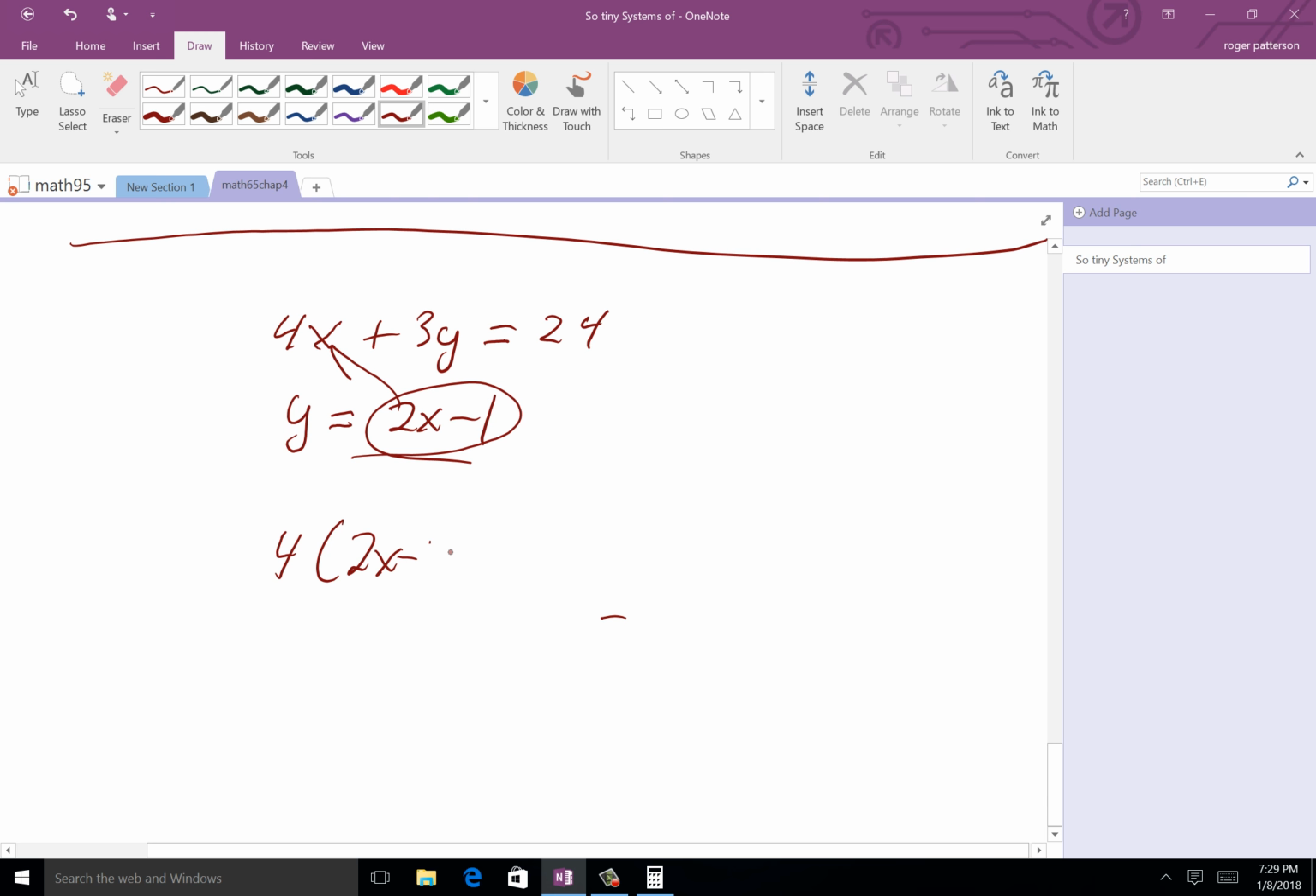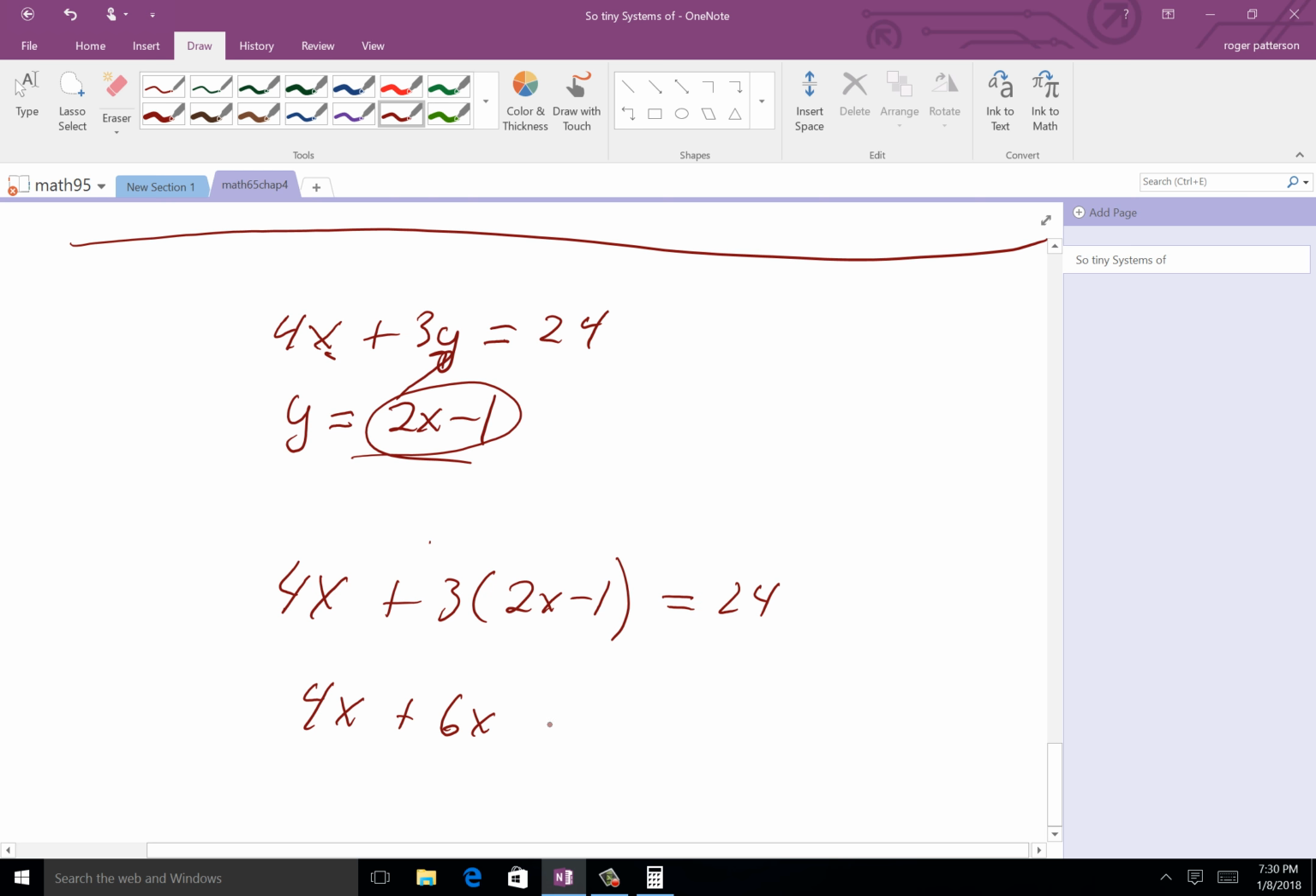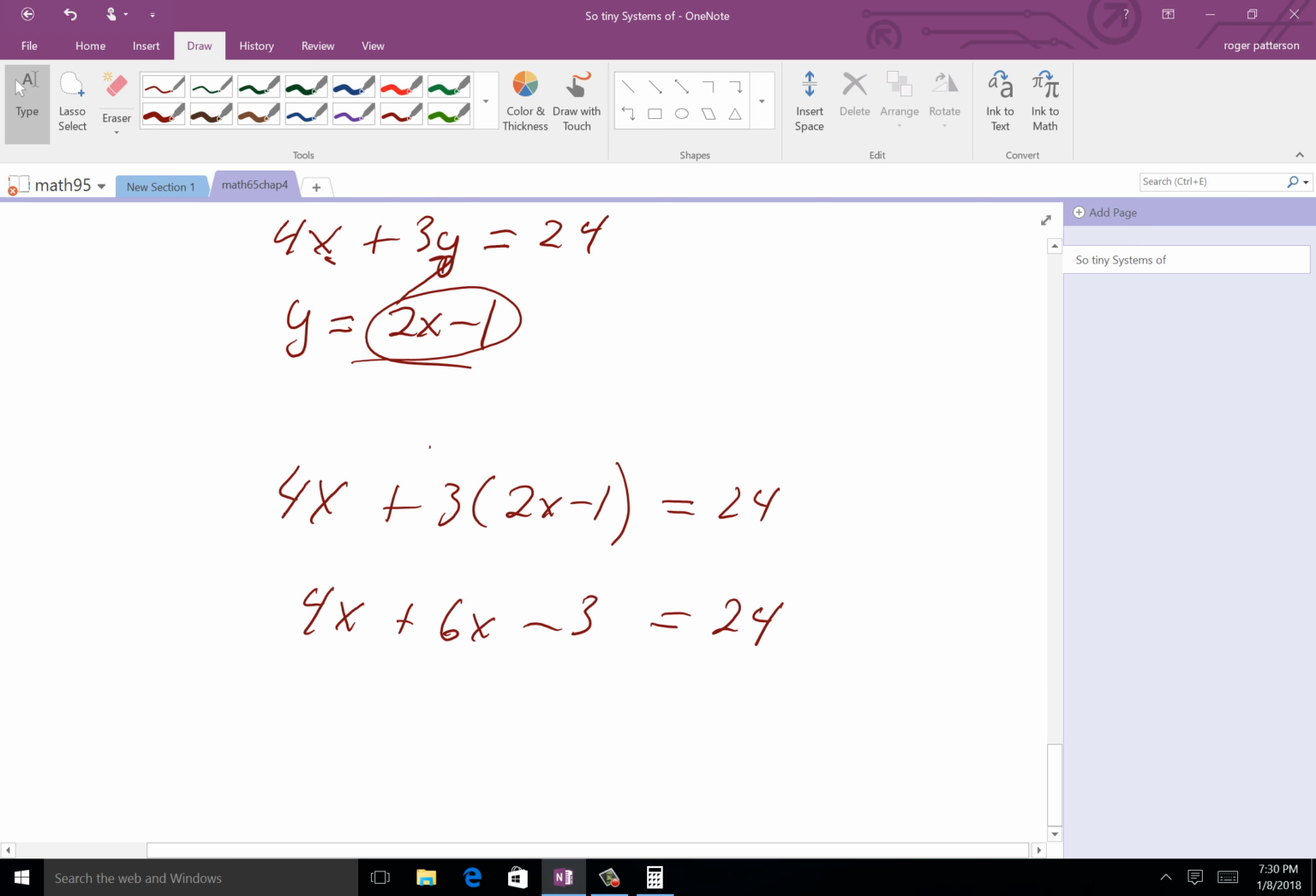So I put it in for the x instead of the y, and I almost did that twice now. There we go. Let's put it in this one. How about that? 4x plus 3 times 2x minus 1 equals 24. Okay, so here we go. Plus 6x minus 3 equals 24. 10x equals 27. Oh, at least this one's not too bad.